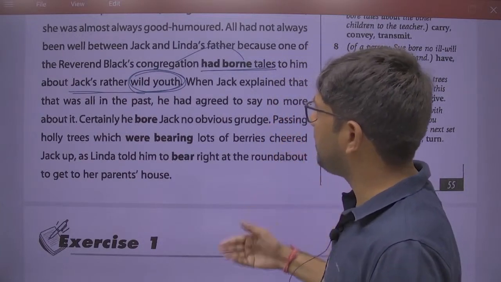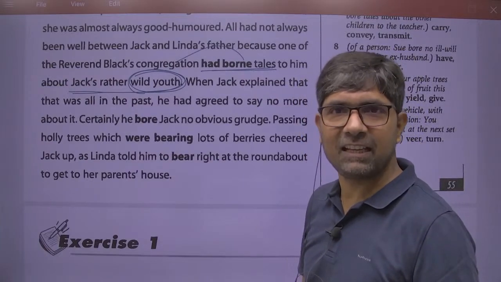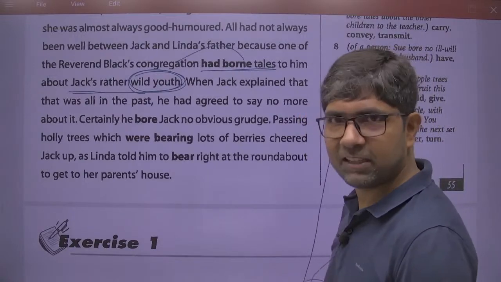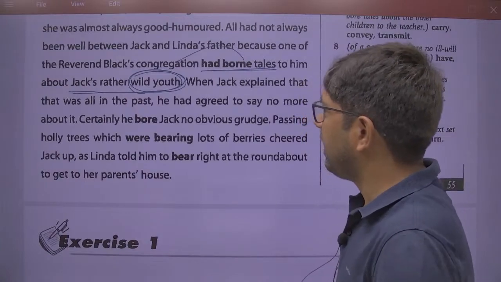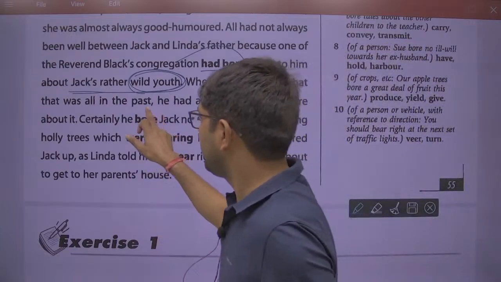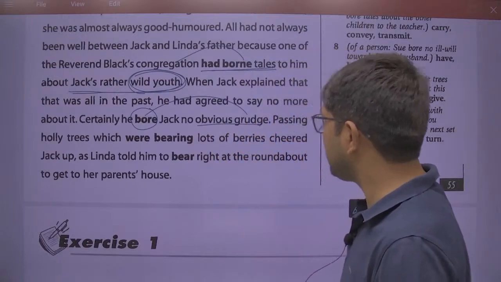When Jack explained that that was all in the past. अब मैं वो बदमाशियां नहीं करता है. Very much disciplined. He had agreed to say no more about it. He agreed that he will not say anything about it. Certainly he bore Jack no obvious grudge. इसका मतलब जैक के साथ उसकी कोई obvious complaint नहीं थी.